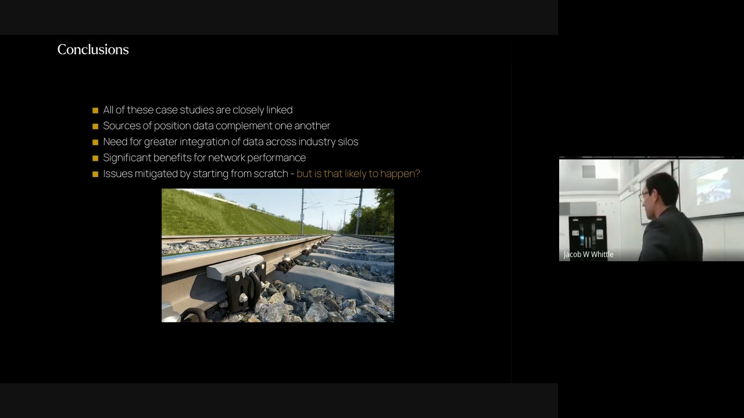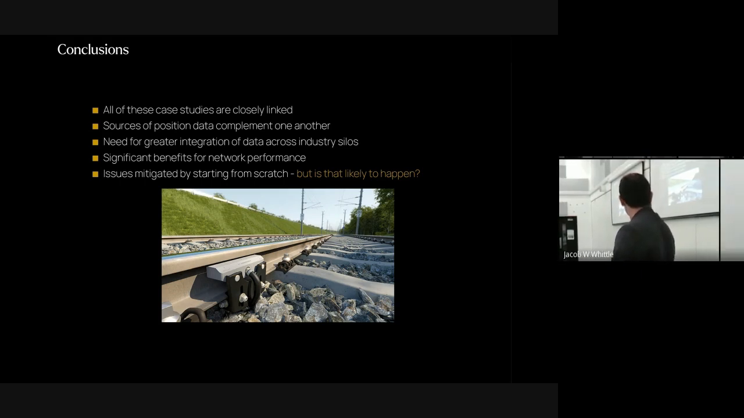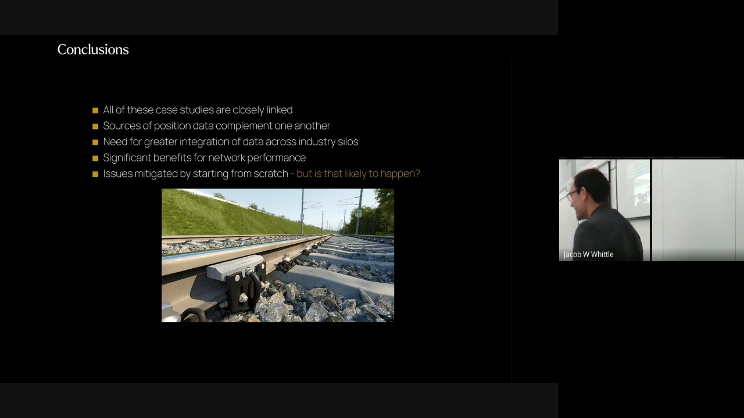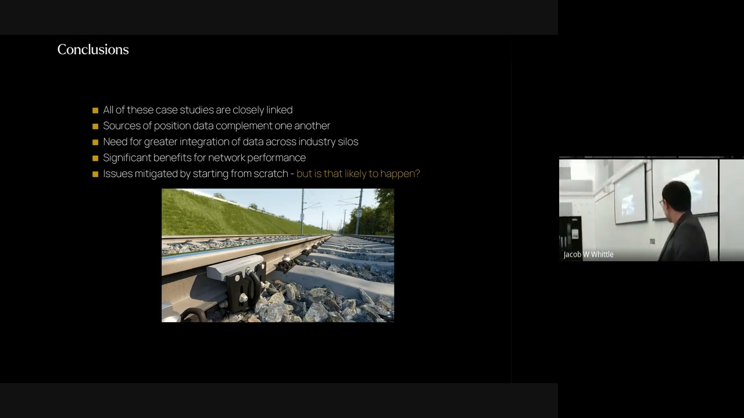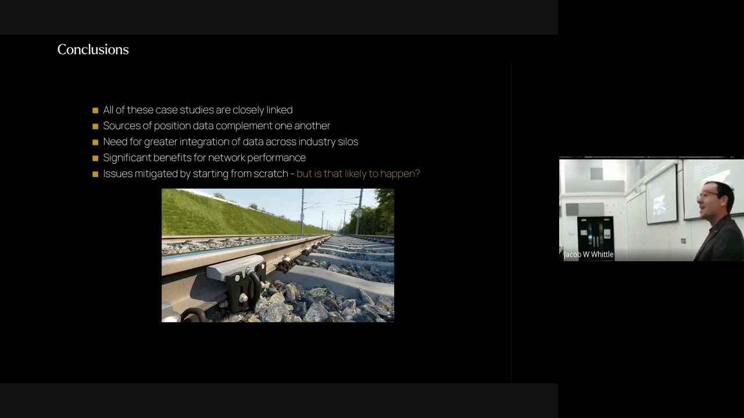And with a lot of the data and reference issues, we could mitigate these by starting from scratch, but how likely is that to happen? It's going to cost a lot of money to dig all the track up and start again. So we're likely to have to make do with the infrastructure that we've got for potentially a very, very long time. And so that's all I've got. Are there any questions?